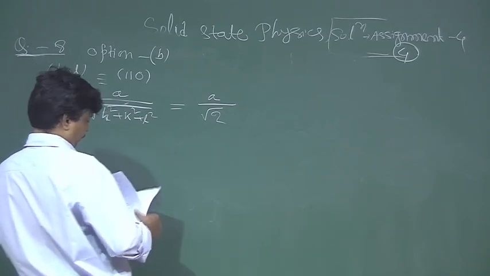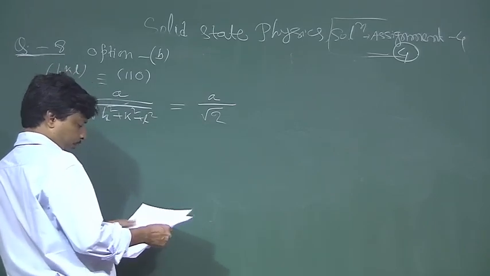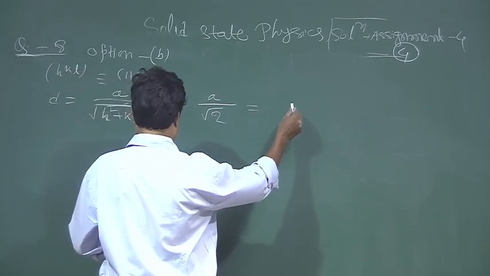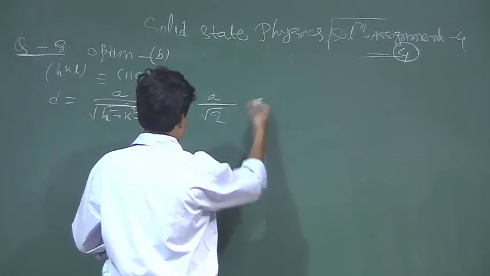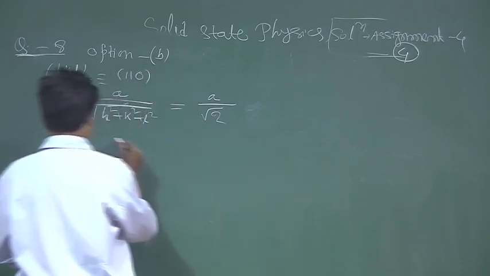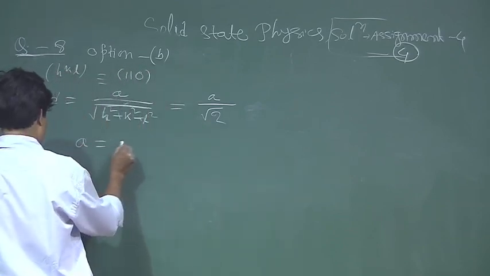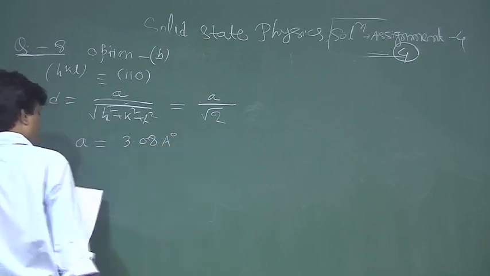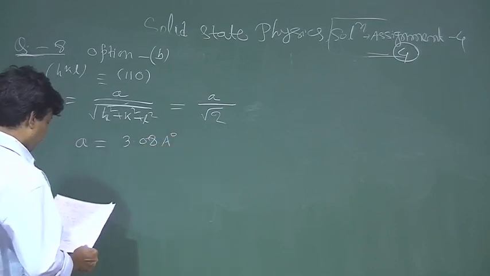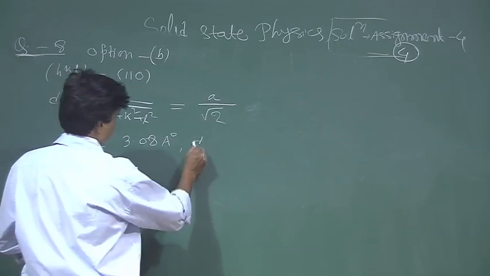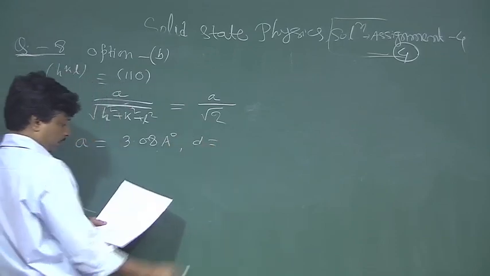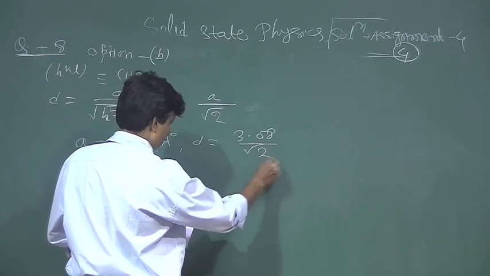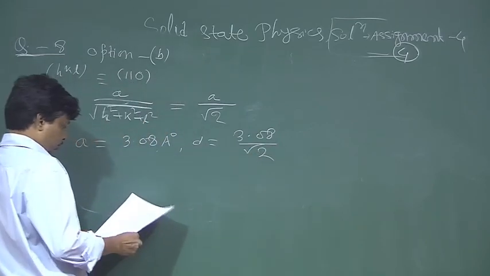So, a is 3.08 Armstrong, putting this data. If it is 3.08 divided by root 2, a is equal to the given value, and d is equal to 3.08 divided by root 2.